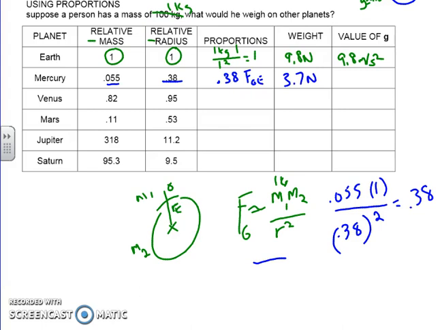And if the acceleration due to gravity on Earth is 9.8, on Mercury, it will be 0.38 times 9.8, which of course is 3.7 meters per second squared. So you're roughly 1/3 the acceleration due to gravity on Mercury. Okay, so what I'd like you to do is try to do the rest of these right now to give yourself practice. So I'm going to pause it, and then I'm going to start it again in a few seconds.